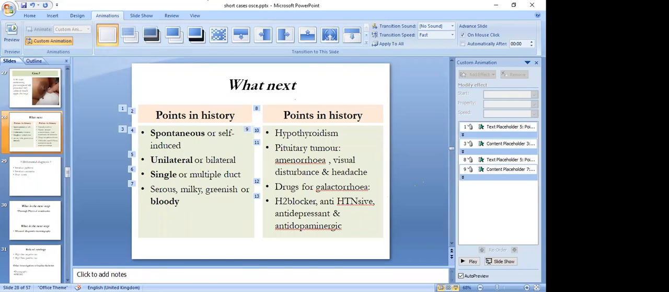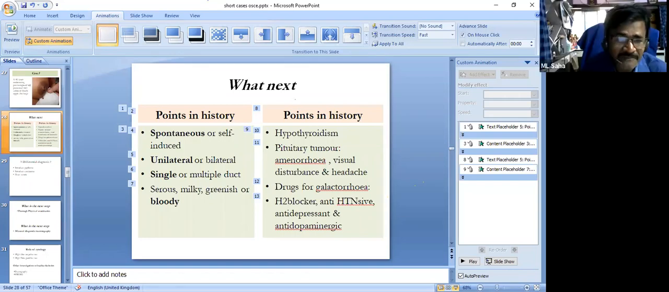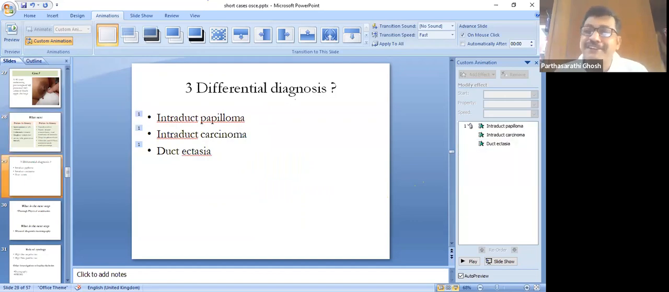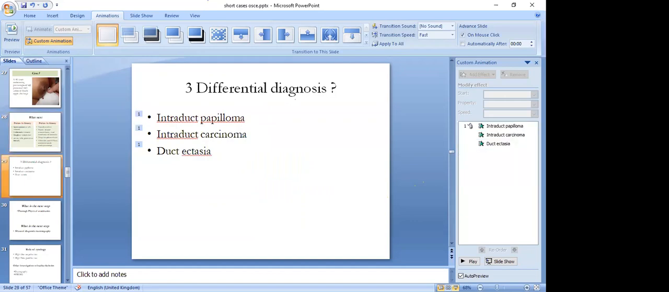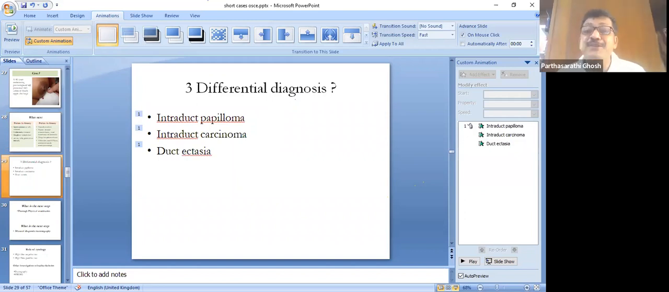It can be a ductal papilloma, or it can be a duct ectasia, sir. Yes, think benign first, then malignancy. Now you are on the right path. This is an intraductal papilloma, intraductal carcinoma, or duct ectasia. So mostly they are benign, and you may miss intraductal carcinoma. What would be your next step in a 46-year-old lady?